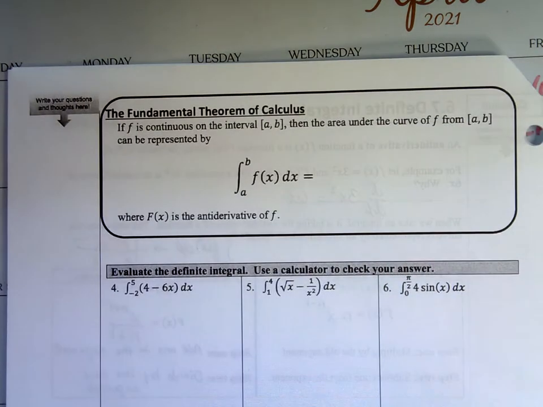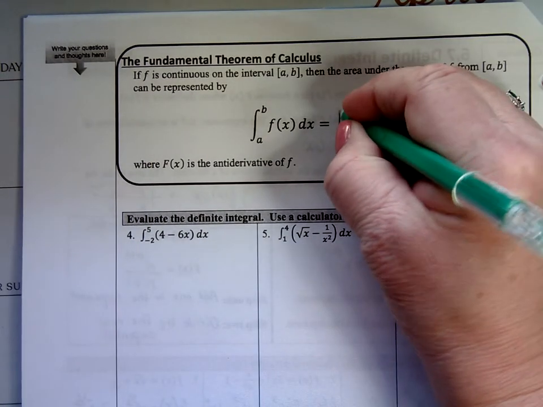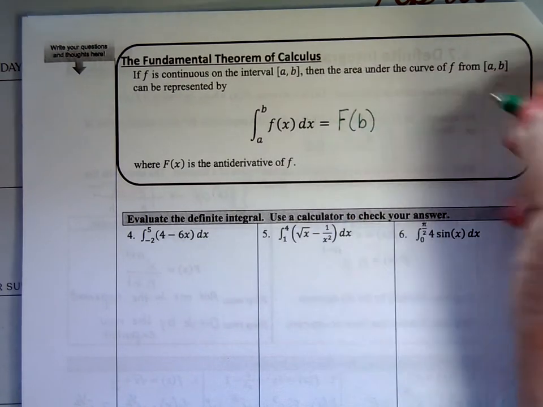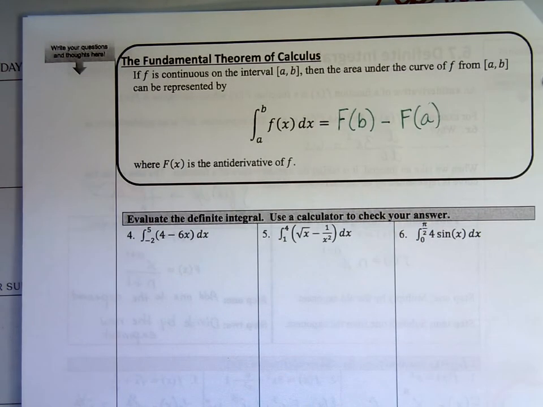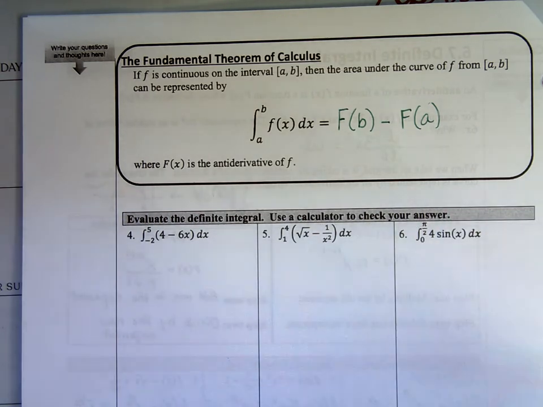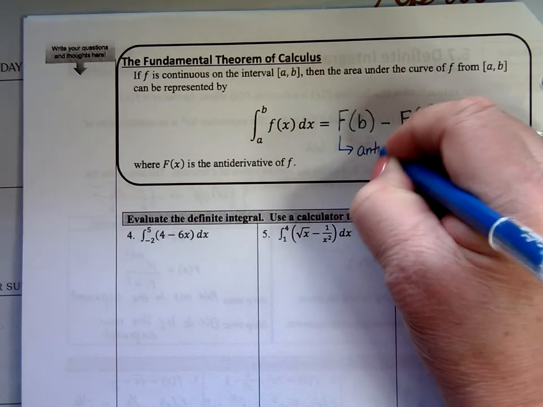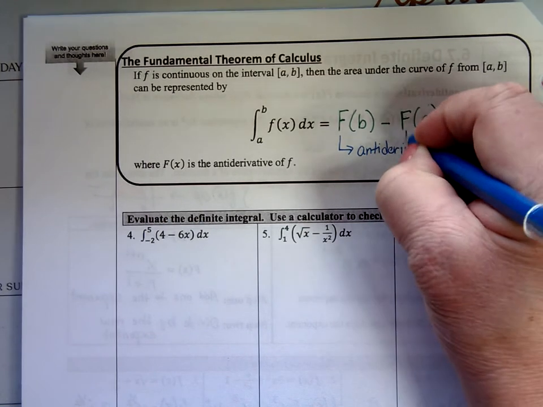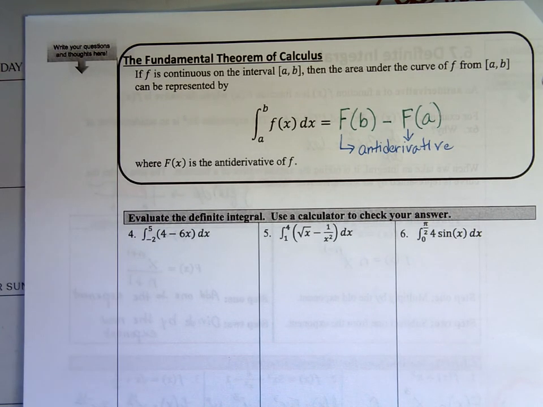But here's the story. If I want to actually evaluate this, what I need to do is find the antiderivative, capital F of x, and then plug in whatever the upper bound is and subtract away the lower bound plugged in. Now, this capital F is talking about how you've got to find the antiderivative. So before you can actually plug numbers in and evaluate it, you've got to figure out what the antiderivative is.